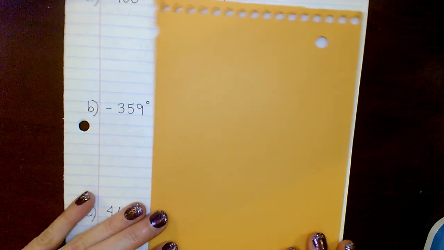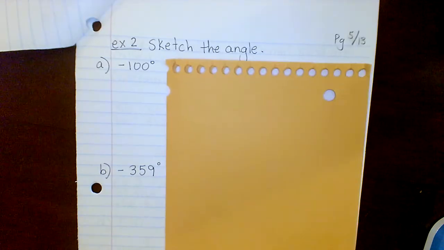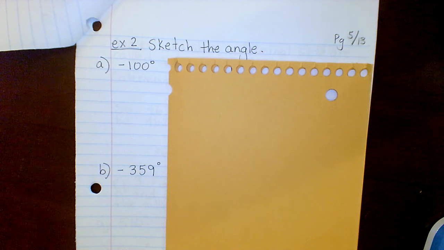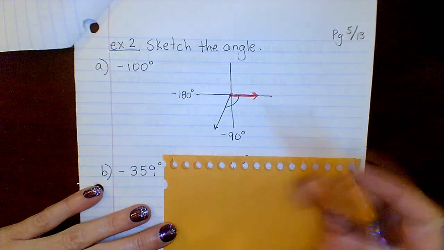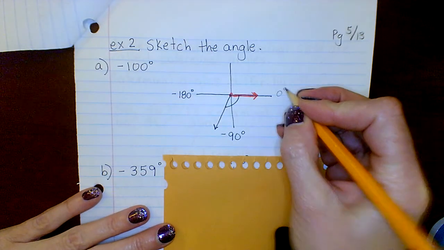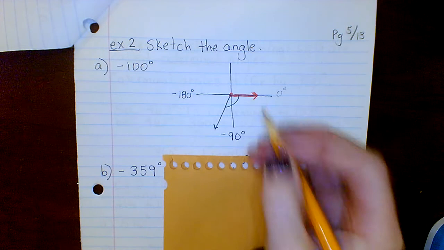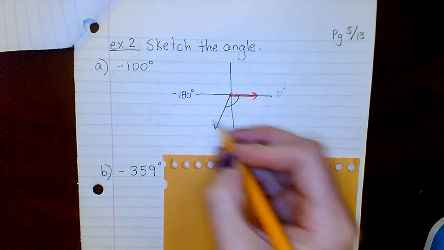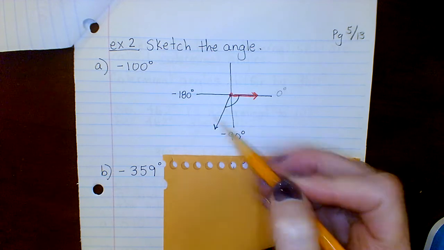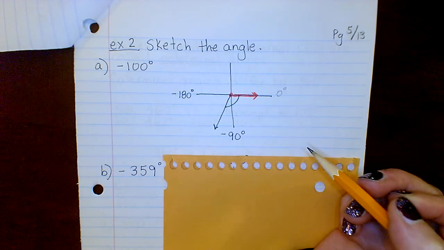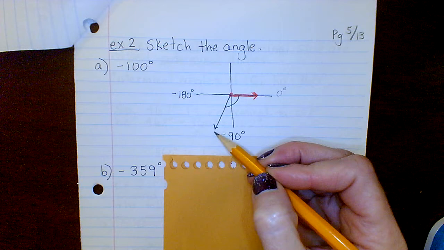All right, so let's talk about sketching these negative angles. The negative just controls the direction. So now instead of going in that counterclockwise direction, we're going to be going down in that clockwise direction. So negative 100 degrees. Well, remember, this is my 0, my starting or initial side. This was negative 90. This is negative 180. So negative 100 is right here between negative 90 and negative 180, with the terminal side down here in quadrant 3.